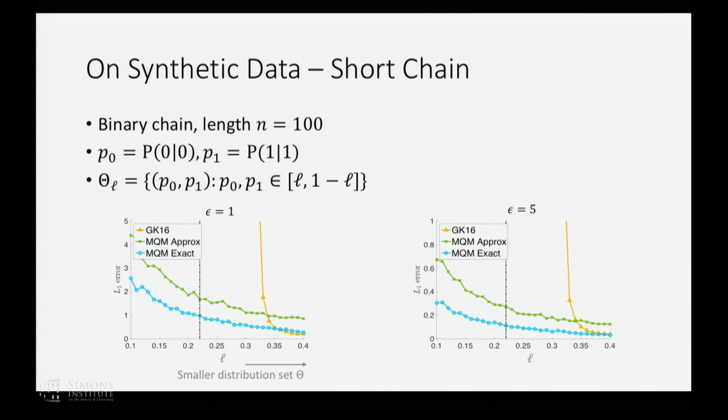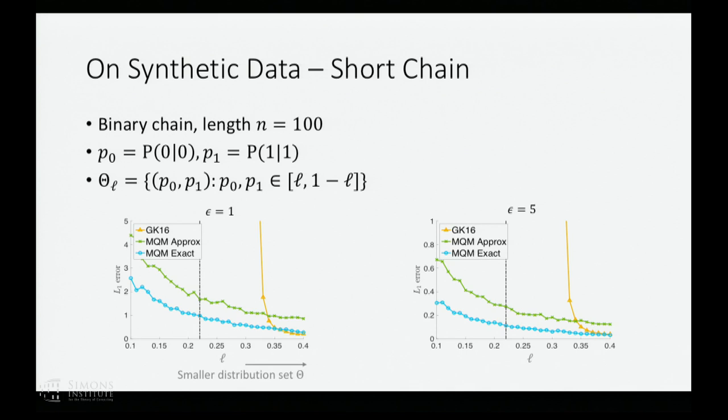So we can see that for all the algorithms, if we increase L, then their utility will become better, which is to be expected. And we can also see that our two versions of MQM work in a wider range of distribution sets compared to GK17. And notice that this gray line here is basically the threshold for the GK17 algorithm to work. So basically on the left-hand side here, GK17 will completely fail. But we can also observe that even when we get closer to this green line, the noise added by GK17 is super large compared to our algorithm.